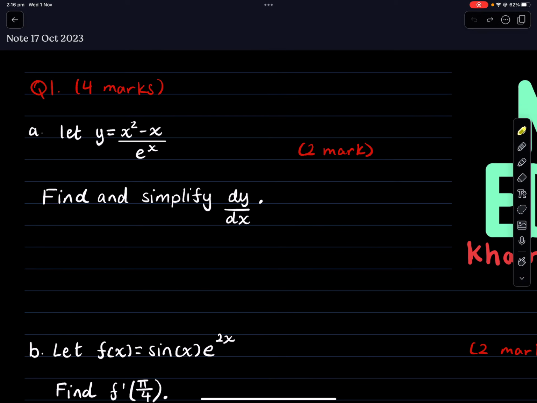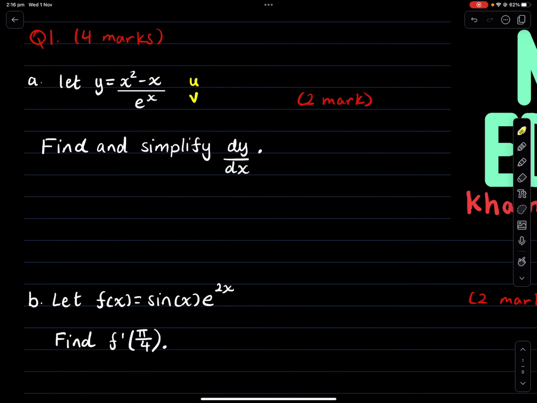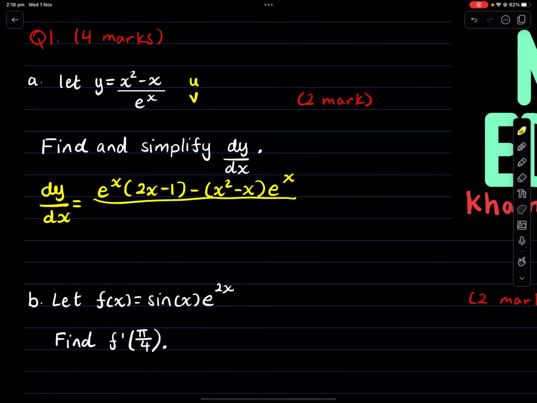Okay, so question 1. Let y equal this, find and simplify dy/dx. So, okay, this is the quotient rule. So this is u and this is v. So dy/dx would be v, which is e^x, times the derivative of u, which is 2x minus 1, minus your x squared minus x, times e^x, all over e^(2x).